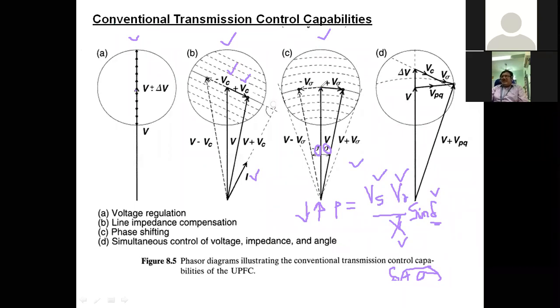Even when we are injecting a Vpq value, the magnitude of this V is the same, but it is shifted by angle sigma, or further, if you go to the negative, minus sigma. So that difference will increase. The difference between the sending end and receiving end voltage increases, so that power flow increases. We have to see that when we come to the power flows. So those three cases are done.